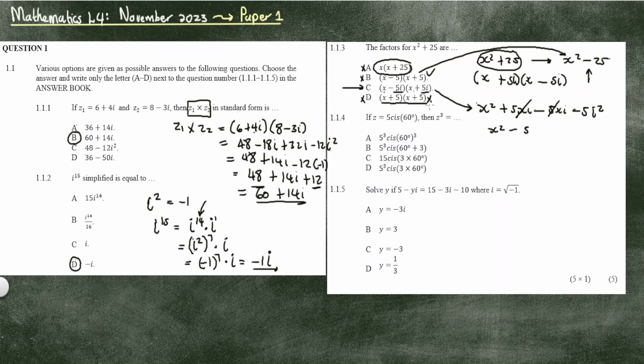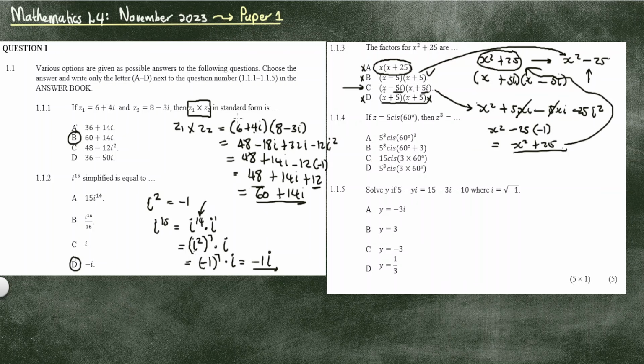Wait. 5 times 5 is 25. So here we're going to have a 25i squared. 25, and i squared is minus 1. Multiplying gives me an x squared plus 25. Ding, ding, ding. Here we go. That's the answer for that one.